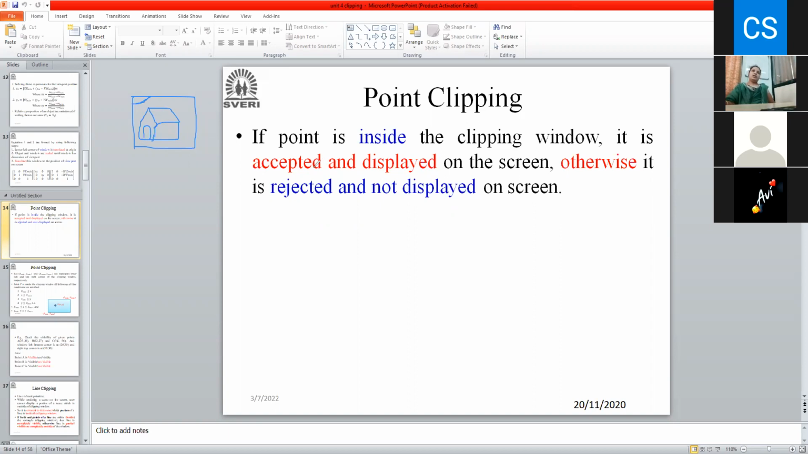If I'm considering line clipping, then all the things are checked with respect to the line, whether the line is visible. If the line is visible, then we are going to consider that line, else we are going to reject that line. So the process is the same for any type of clipping. In point clipping, if the point is lying inside the window, then accept it and display it. And if the point is outside, then you have to reject it and not display it onto the screen. So that is called point clipping.